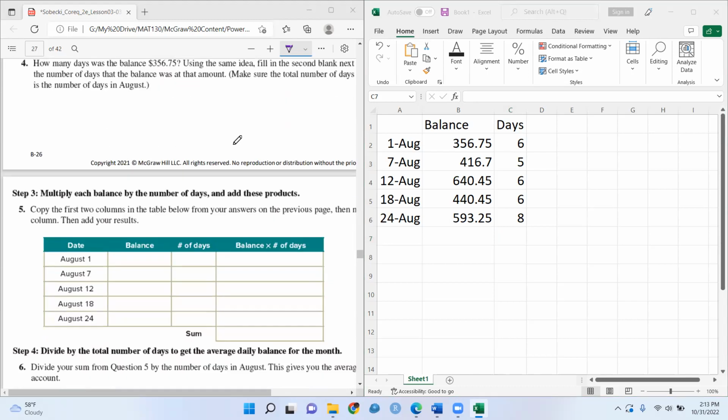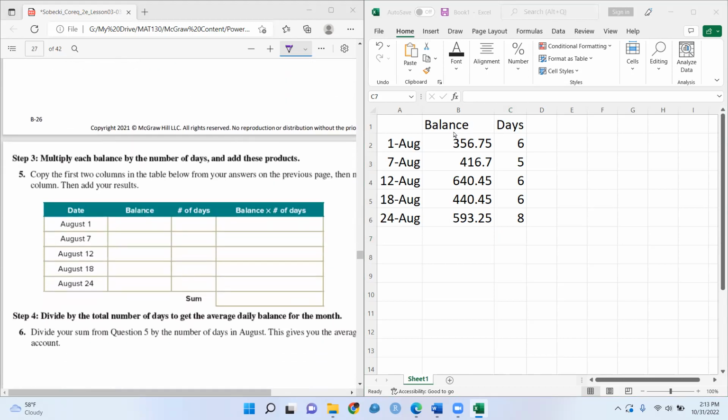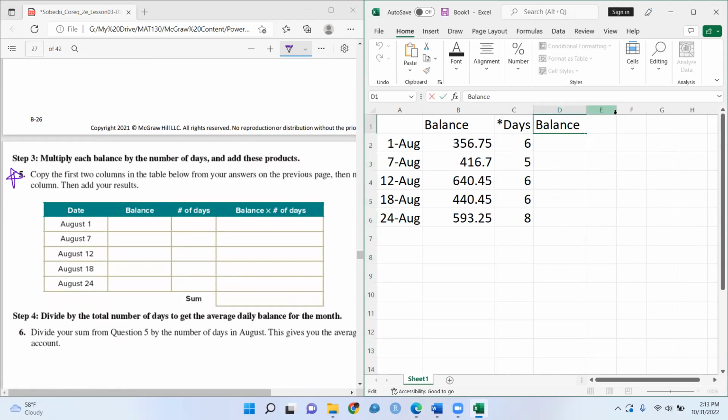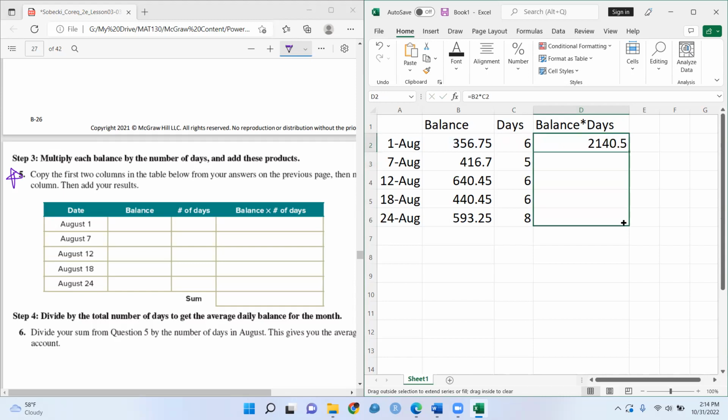Okay, so next, we're going to multiply the balance times the number of days. That's number 5 here. I'll label this balance times days. That's where Excel is super nice. We just hit equals and do this times this, and I drag this, and these are all the balance times the days.